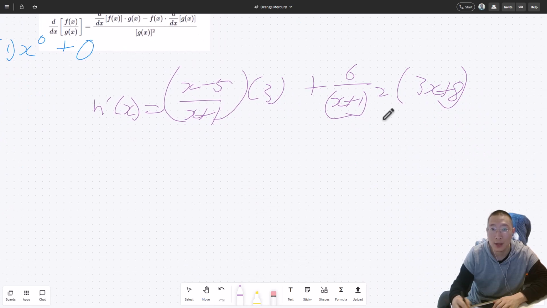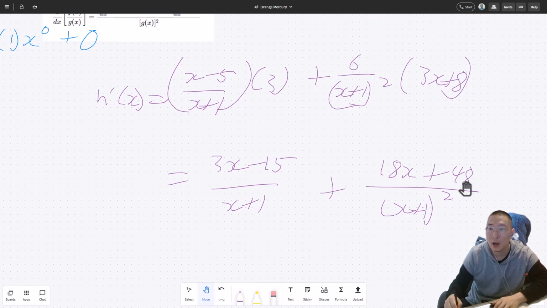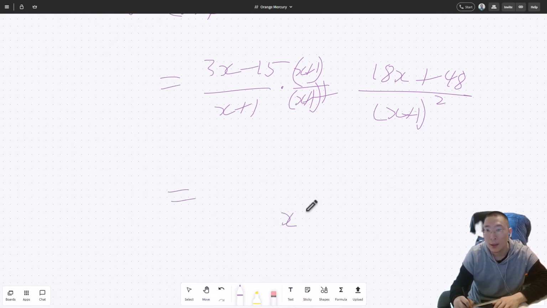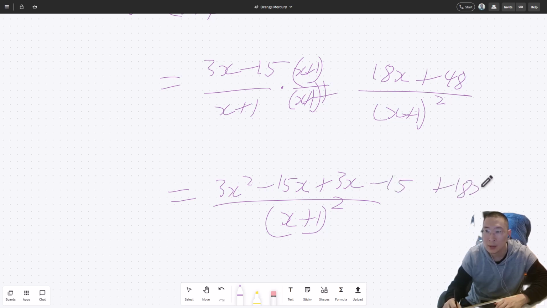So now that we have all that together, we just have to do some algebra. On the left side, we have 3x minus 15 over x plus 1, plus on the right side, we have 6 times 3x plus 8, which is 18x plus 48, all over x plus 1 squared. Now we have a common denominator of x plus 1 squared, so we just have to make this x plus 1 squared. To do that, we can multiply by 1, or x plus 1 over x plus 1, on the left side here. This is equal to 1, and we can just use it to make a common denominator. On the left side, we have 3x squared minus 15x plus 3x minus 15 plus 18x plus 48.